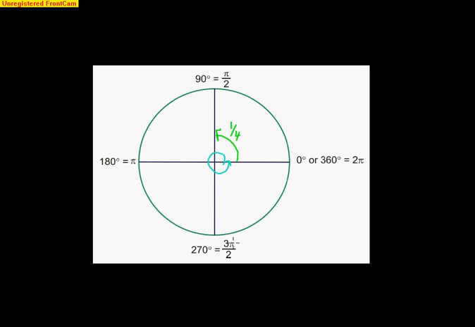Now notice that we don't put the RAD on here because technically you don't have to. Technically there's no units for radians. So if you don't have any units after it, it's implied that it's radians. But usually I like to write the RAD for radians. But technically you don't have to. So if you just say pi over 2, it's implied that's in radians.